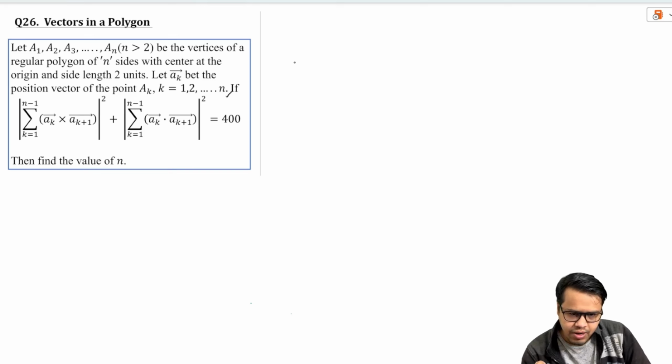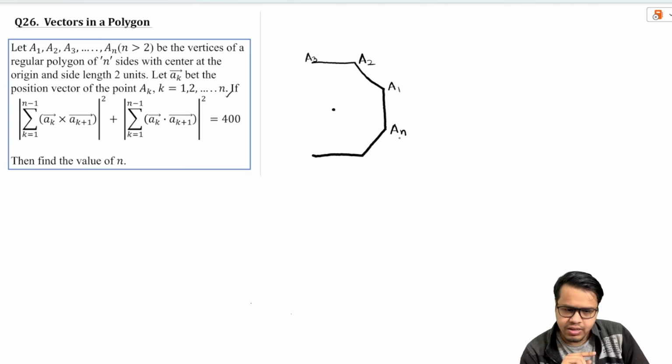So we have a regular polygon. We don't know how many sides, so let's draw it like this. Yeah, so there could be many sides. The center is at origin and let's call these a1, a2, a3, and we have up to an, and this is an minus 1. This should be an minus 2.